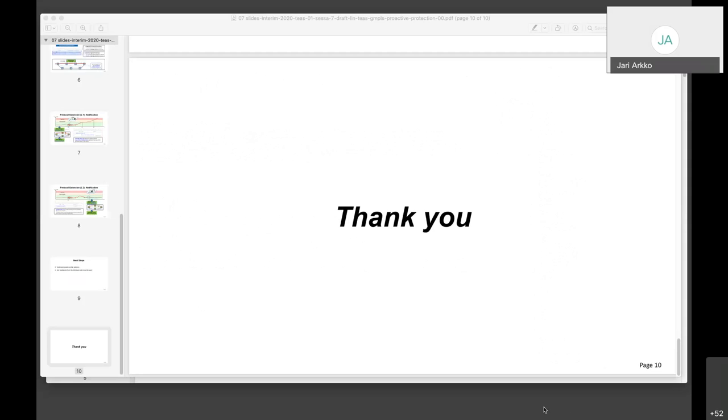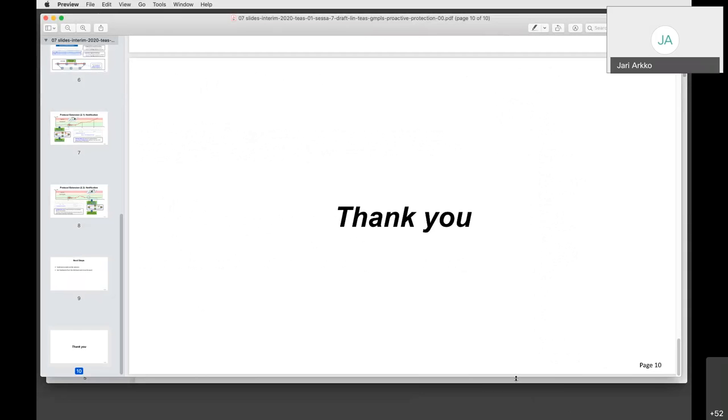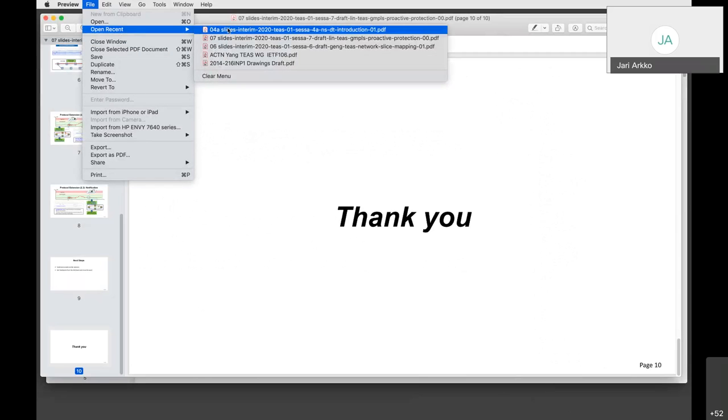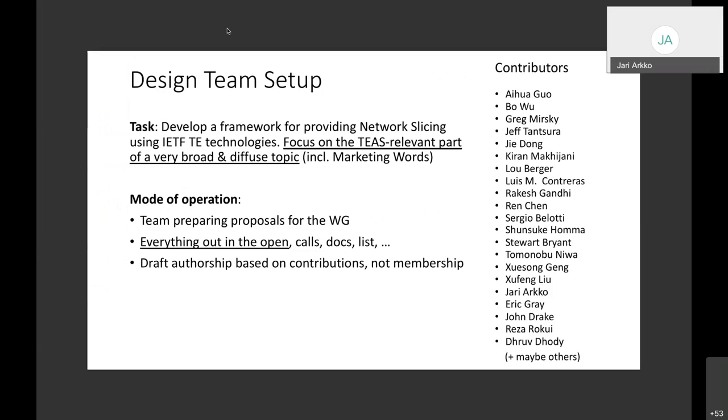So the task that we have is slightly difficult. I mean, it's in some sense easy, like, just explain how to use these things, and maybe we need to add some things and write documents. But it's made difficult because this is such a hot topic. Can you go one slide back? No, now we're good. Sorry. Slide. Yeah. Now we are at the right place.